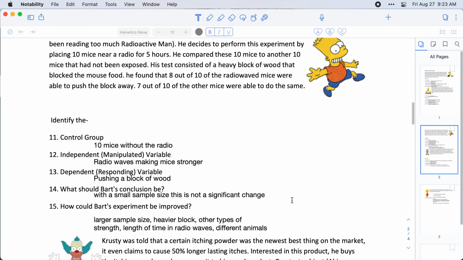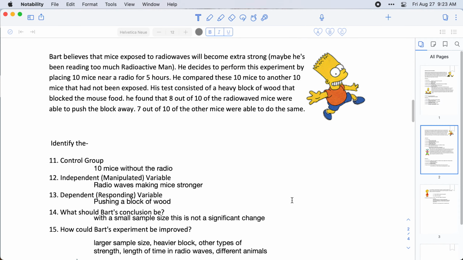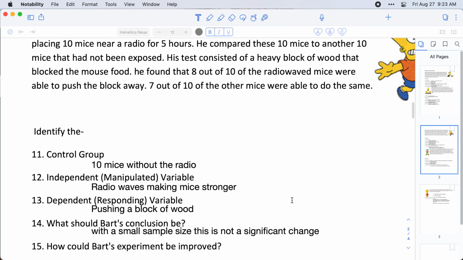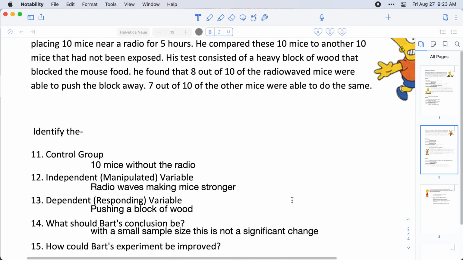So I wasn't showing this so that I could hear from you guys. So the conclusion is, yeah, one more mouse could push the block. Is that significant? On one hand, it doesn't seem like it. Just 1 more out of 10? No big deal. And do you see right here, I said with a small sample size, this is not a significant change. You know, data is not very good if you have just a little bit of it.